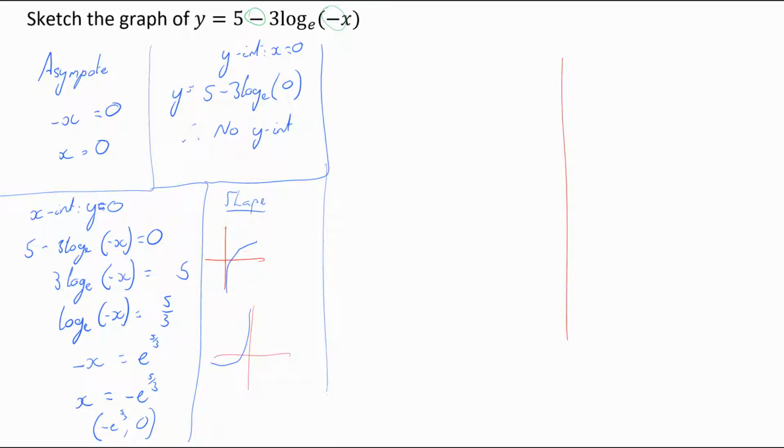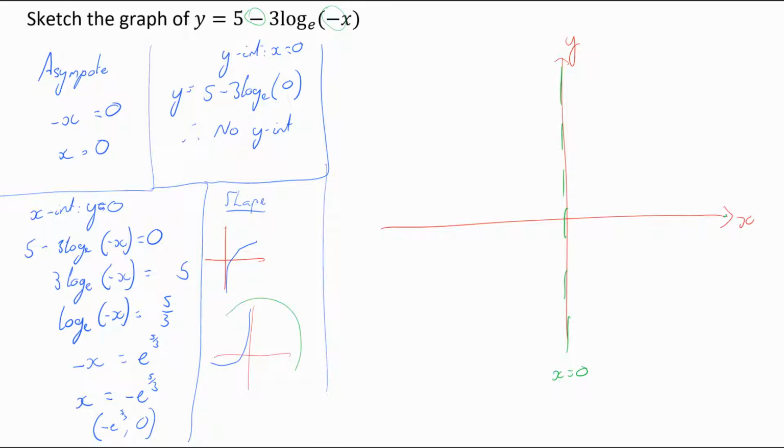Now we're just going to put it all together. So, nice big grid, hopefully with nice neat ruled lines for you. X, Y. We'll mark in our asymptote first of all, which is x equals 0, which is here. Make sure, even if it's on the axis, you mark it very clearly, like in a different color or something like that, so it's very obvious that you've done that on purpose. We'll also mark in the x-intercept. We don't have a y-intercept, so we won't be marking that in. But the x-intercept is negative e to the power of 5 on 3.